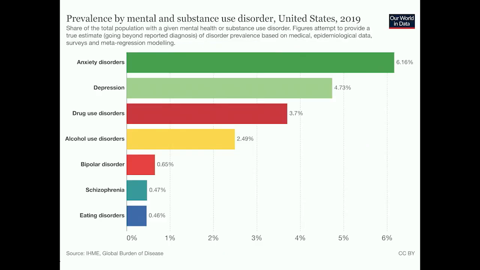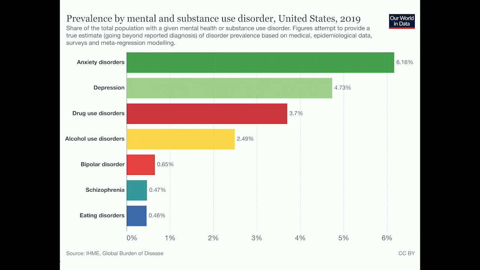Now, when you look at data published by Our World in Data in the United States, you can look at different types of mood disorders, and you can see that 6.16% of the population fit the diagnostic criteria for anxiety disorder.